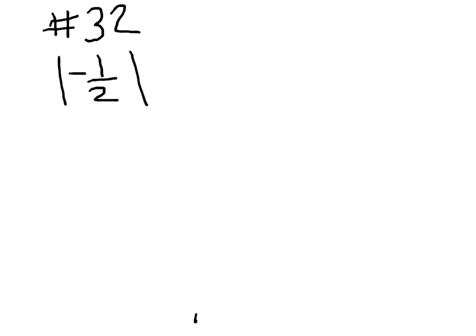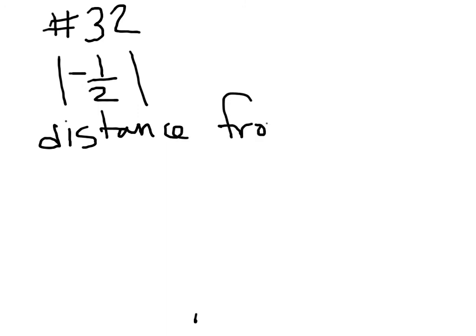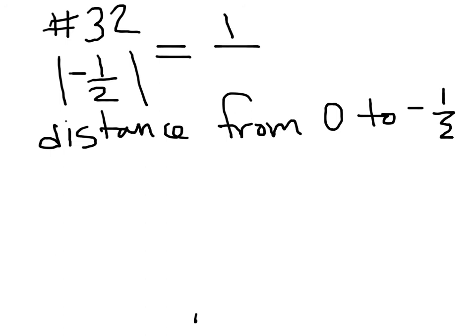All right, so this one's really fast. I have the absolute value of negative 1/2. So once again, this is asking for the distance from 0 to negative 1/2. Anyway, that distance is always positive. I don't ever say I drove negative 7 miles. So the distance from 0 to negative 1/2 is a positive 1/2. So an absolute value is always positive.